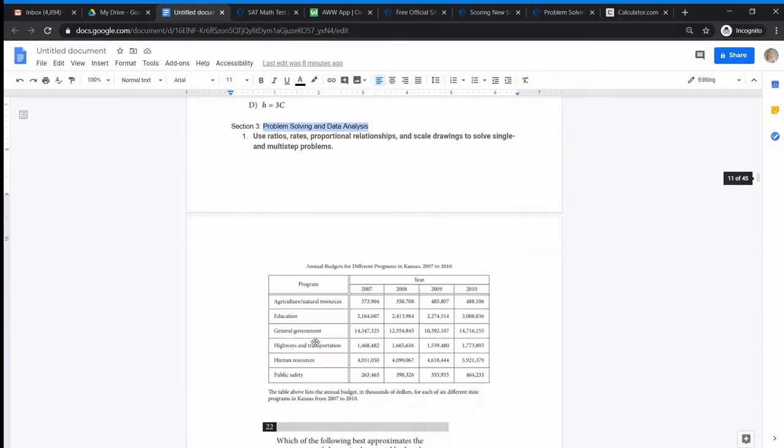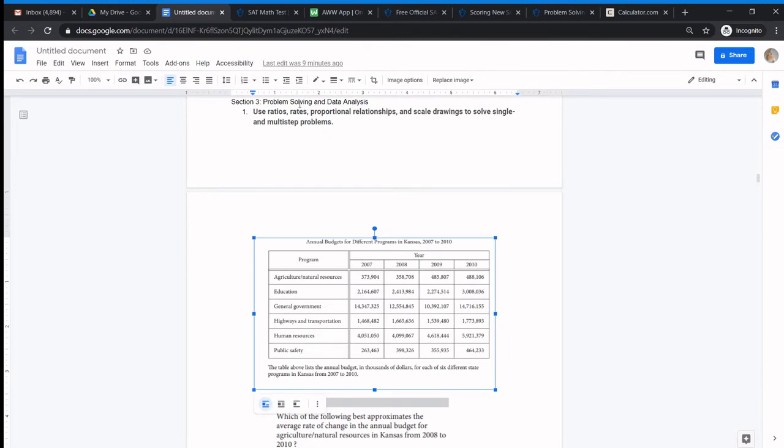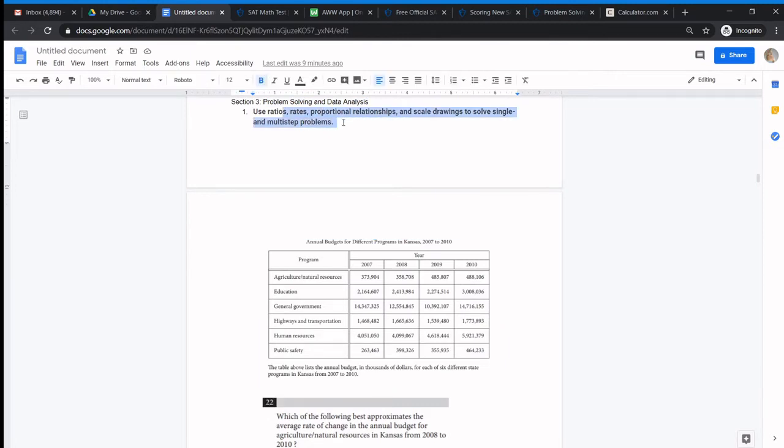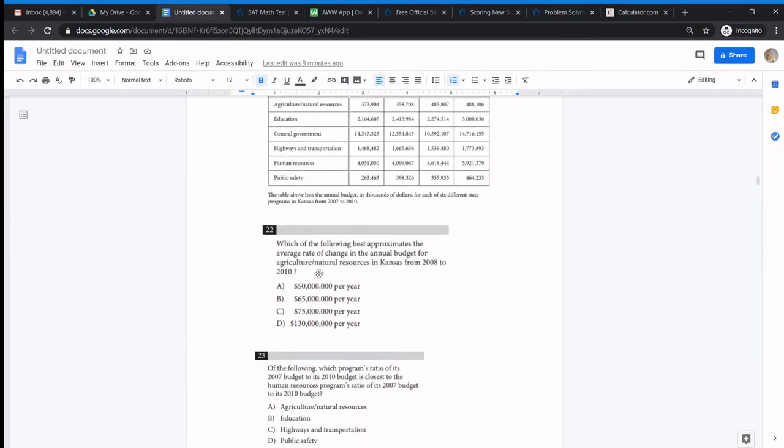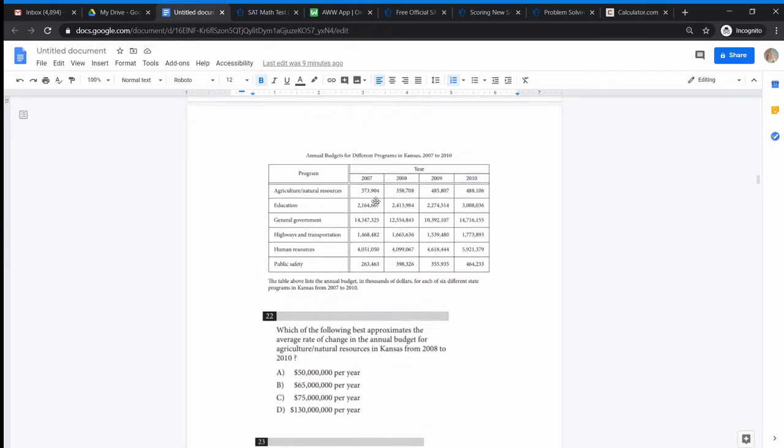Alright, so let's go over them. Use ratios, rates, proportional relationships, and scale drawings to solve single and multi-step problems. This is the most common problem solving thing that you'll see. And it sounds pretty complicated, but it's not actually too bad.